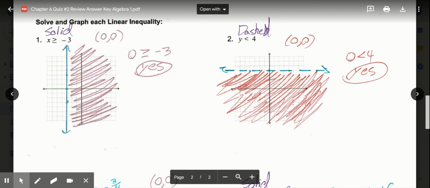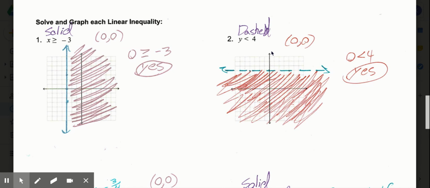For number 2, y is less than 4. It's going to be a dashed line because it's just less than. And it would be a horizontal line at 4. Then check point 0, 0. So replace y with 0. Is 0 less than 4? Yes, it is. So we would shade to the side of 0, 0.